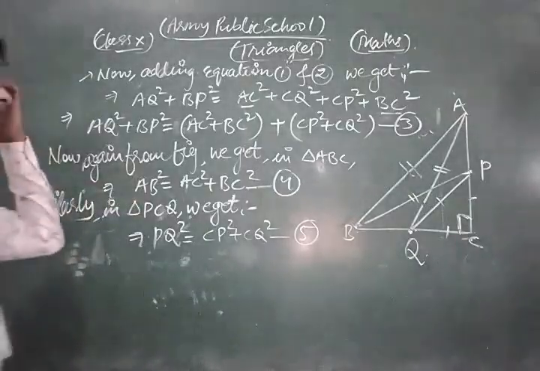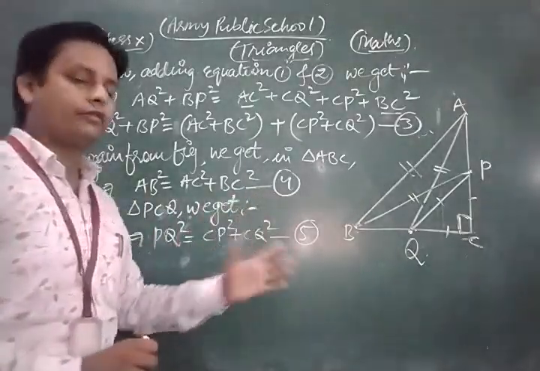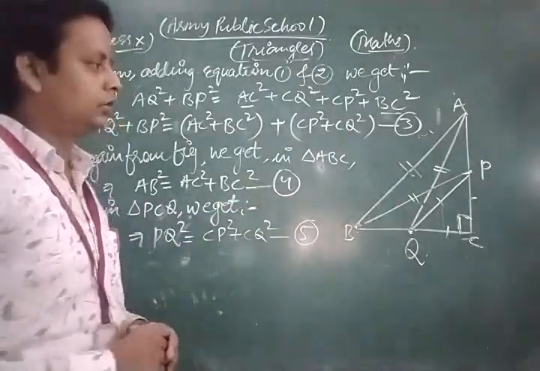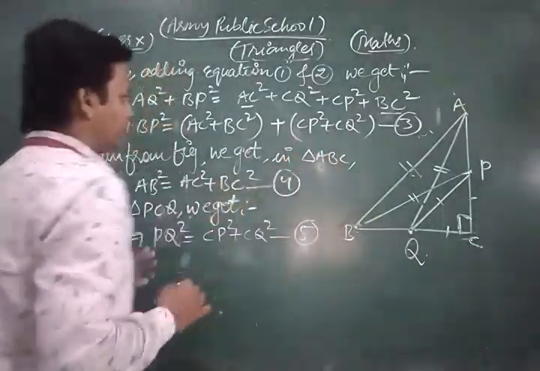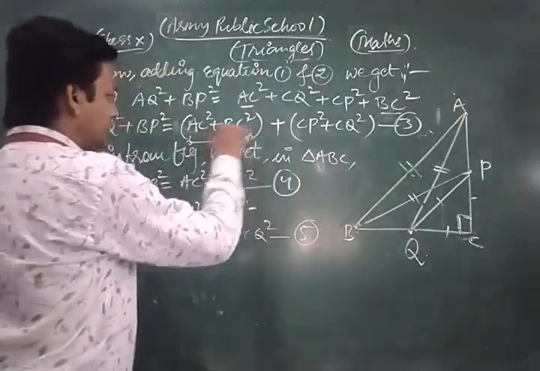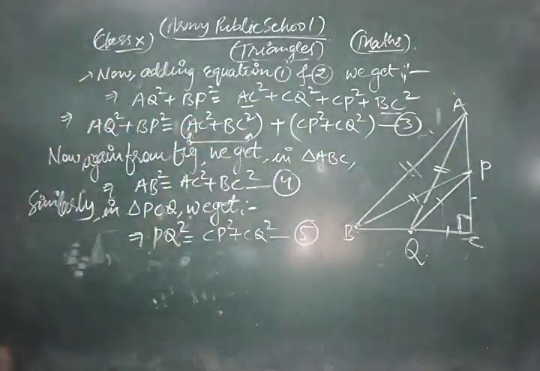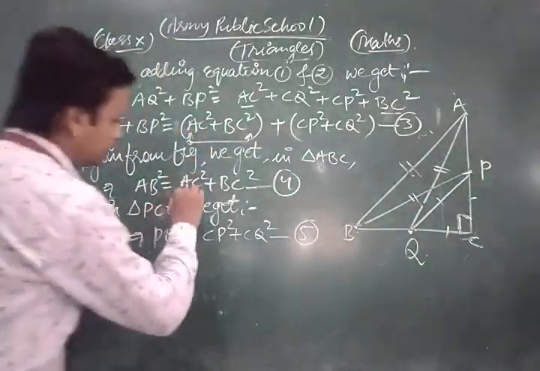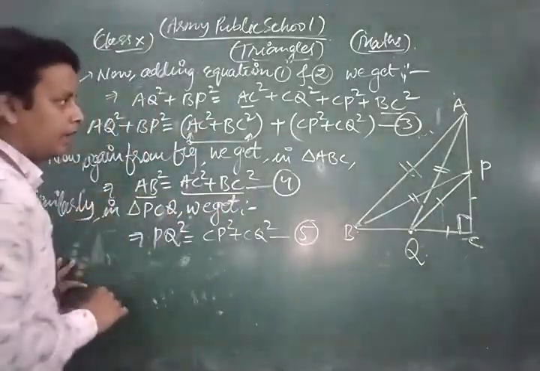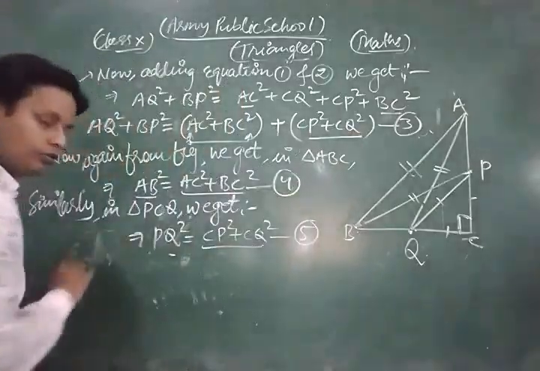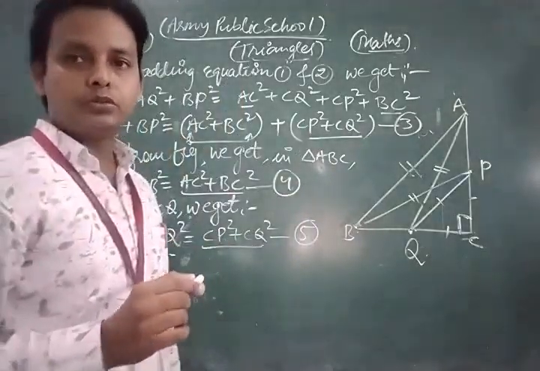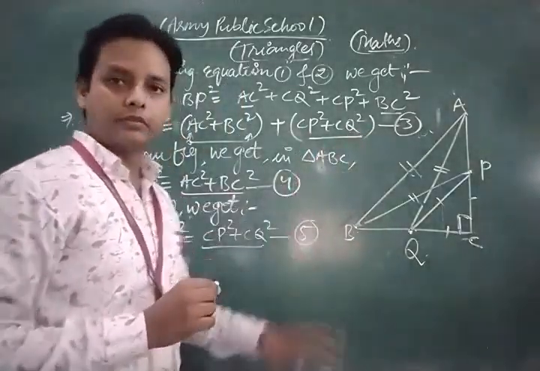Now look, adding equations 4 and 5, and using equation 3, 4 and 5. Look, the value of AC square plus BC square is what? AB square. And the value of CP square plus CQ square is what? PQ square. So now we can write using equation 3, 4 and 5.